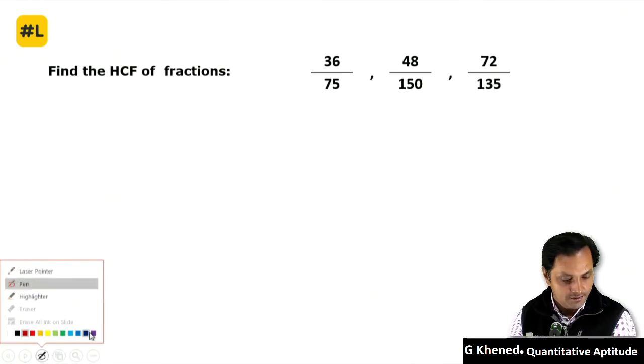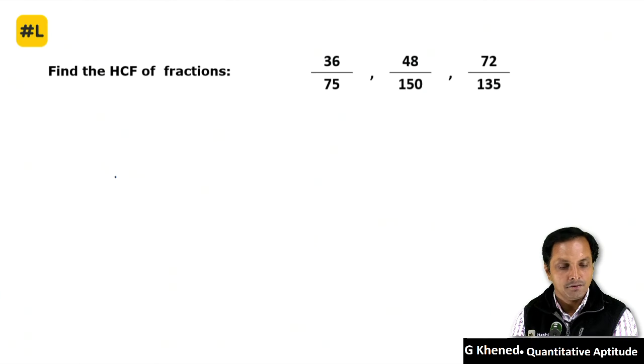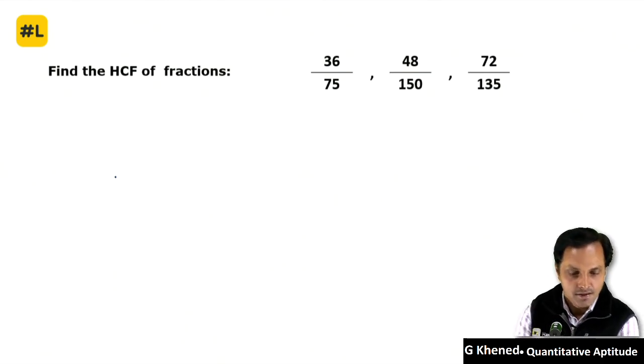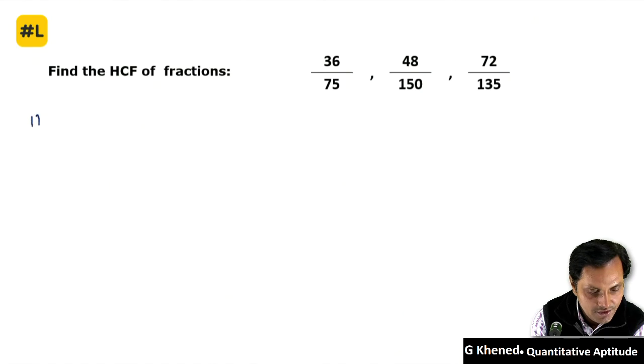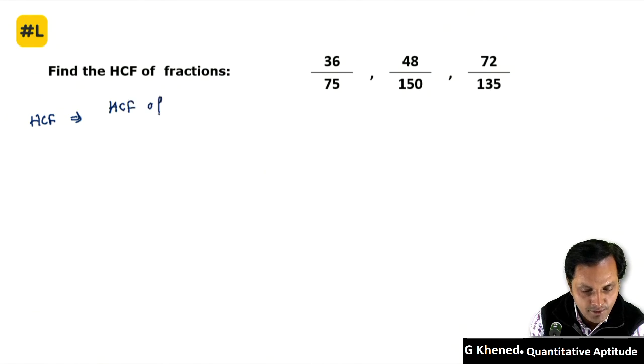question. They are asking you to find the HCF of fractions 36 by 75, 48 by 150, 72 by 135. Same rule. What is the rule we have? HCF of the fraction will be HCF of numerator divided by LCM of denominator.